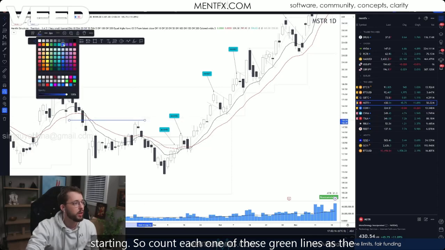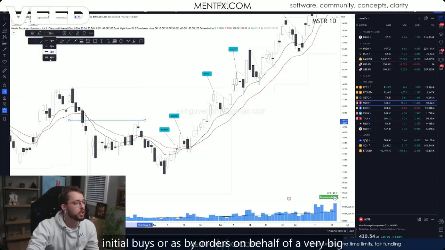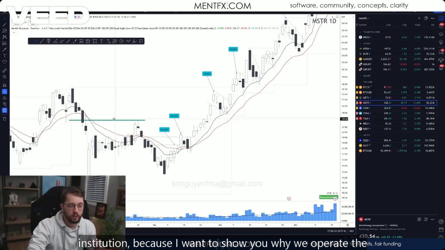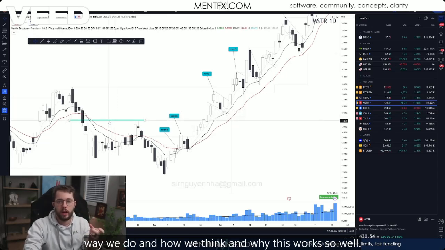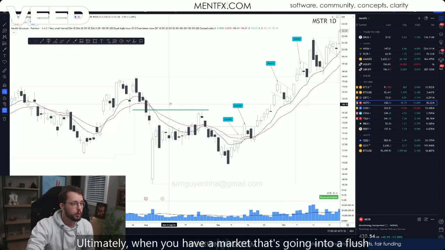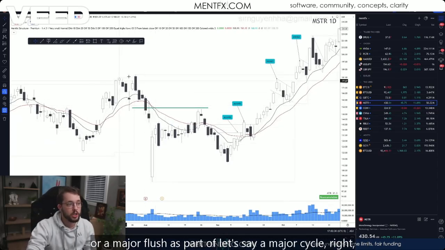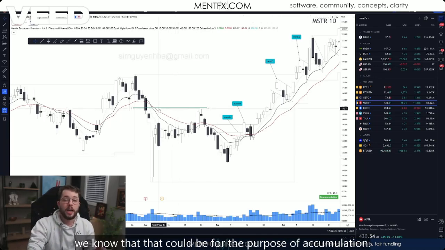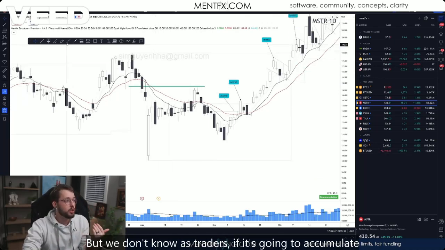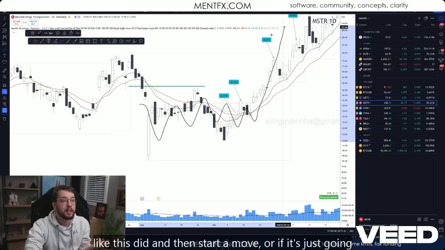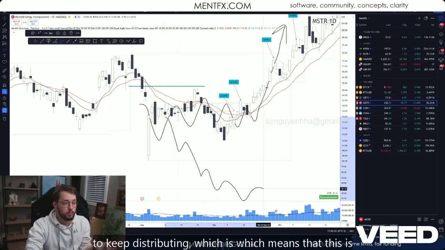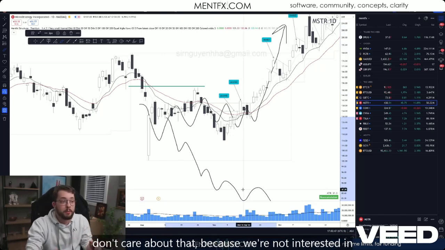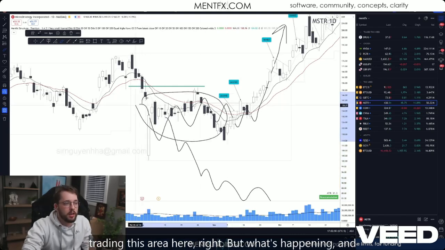So count each one of these green lines as the initial buys, or buy orders, on behalf of a very big institution, because I want to show you why we operate the way we do, how we think, and why this works so well. Ultimately, when you have a market that's going into a flush or a major flush as part of, let's say, a major cycle, we know that could be for the purpose of accumulation, but we don't know as traders if it's going to accumulate like this did and then start a move, or if it's just going to keep distributing. Which means that this is always going to be hindsight, after the fact. But we don't care about that, because we're not interested in trading this area here.